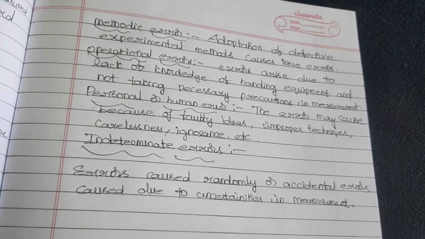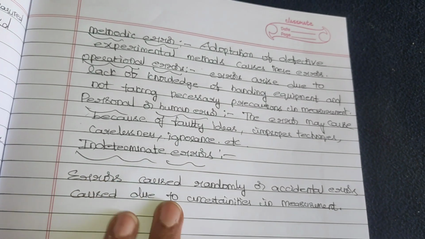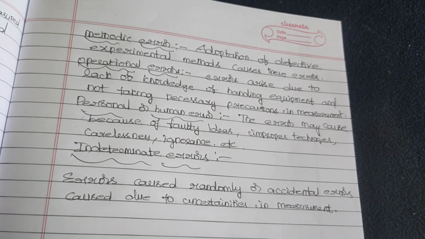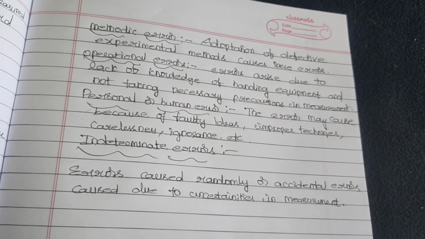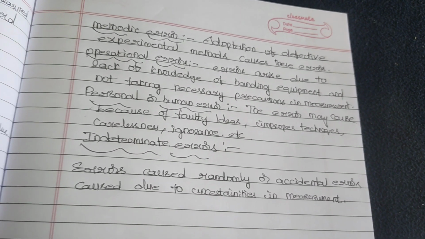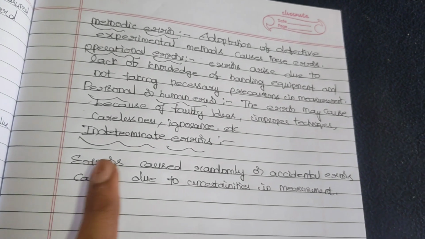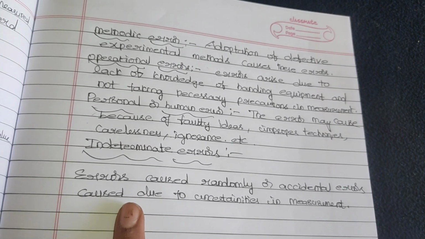So all these are determinate errors. Then what are indeterminate errors? I already told you: errors which are caused accidentally or randomly because of uncertainty in the measurement are called indeterminate errors. Thank you.